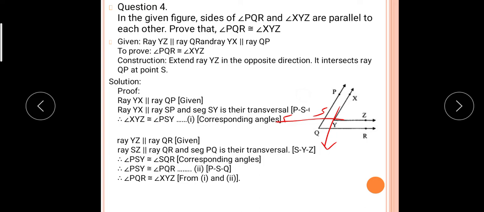Now YZ is parallel to QR, or you can say SZ is parallel to QR, and therefore angle PSZ is congruent with angle PQR. This is also a corresponding angle. This is the second equation. Now PSY is the same in the first equation. So if one side is equal in the first and second equation, the other sides are also equal, and therefore from first and second you can write angle PQR is congruent with angle XYZ.